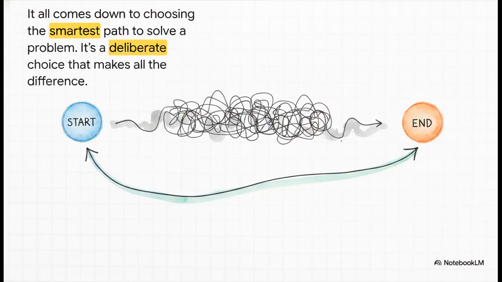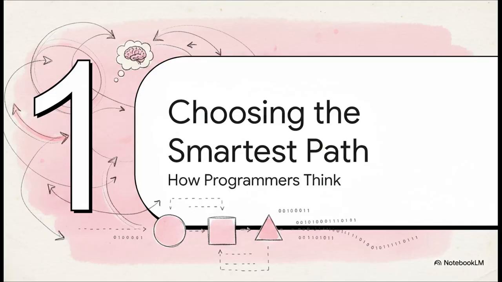And the answer, it turns out, is all about choosing the smartest path. It's a design decision that happens way before an app ever gets to you, and it makes all the difference in the world. So let's get right into it. Section 1, choosing the smartest path.